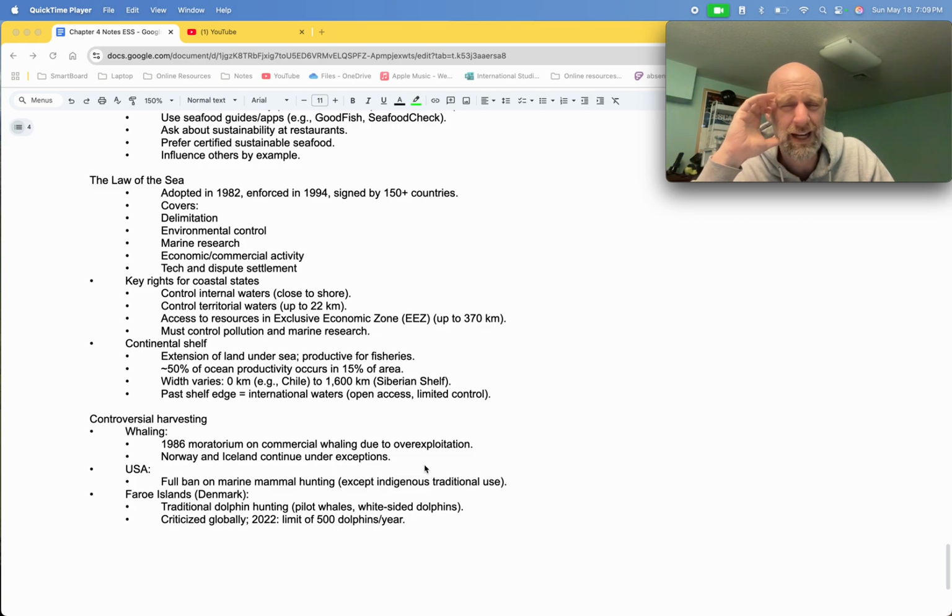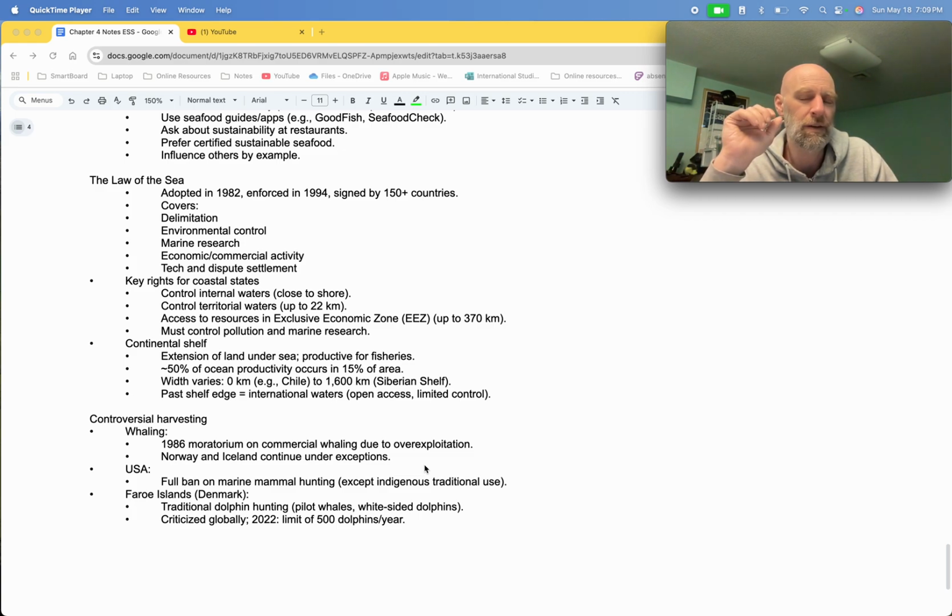Also, a lot of the toxins accumulate in blubber, and whales aren't exactly known for being skinny fellows. The USA has a full ban on marine mammal hunting, except indigenous traditional use, so a few tribes can hunt seals in a native way. But generally, no. Remember how we talked about the cod fisheries? Seals are a mammal, and if they're limiting your cod fisheries from lack of predators, just saying.